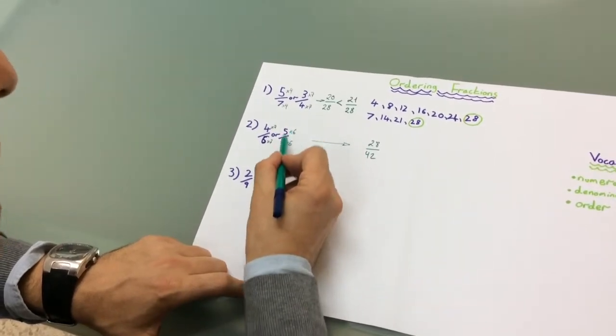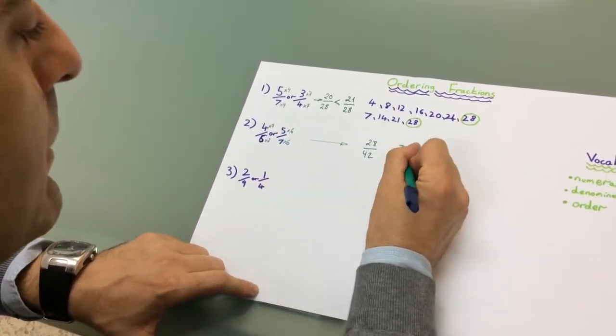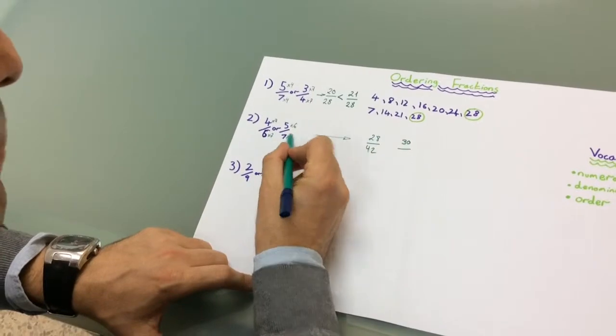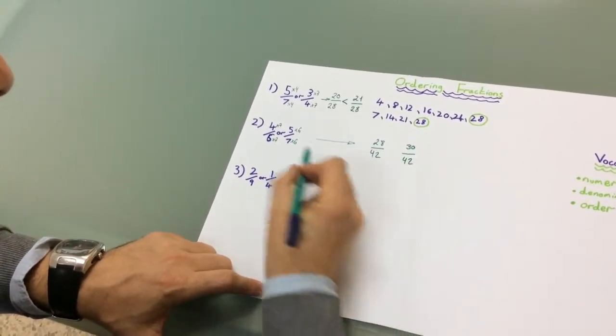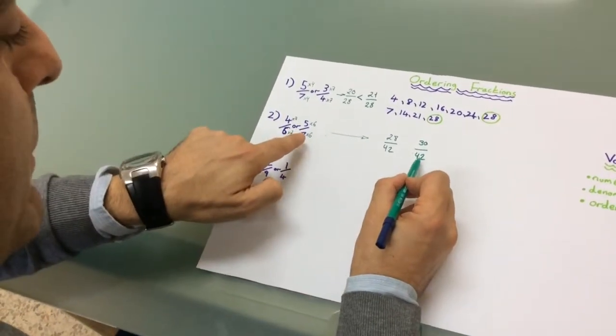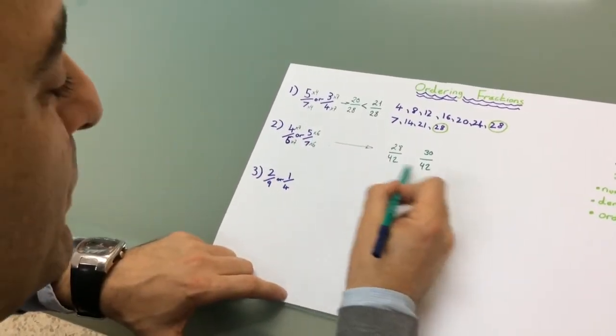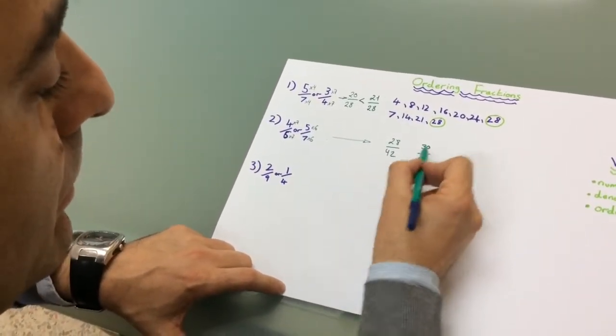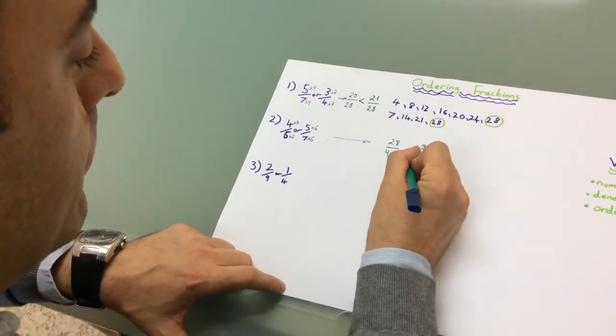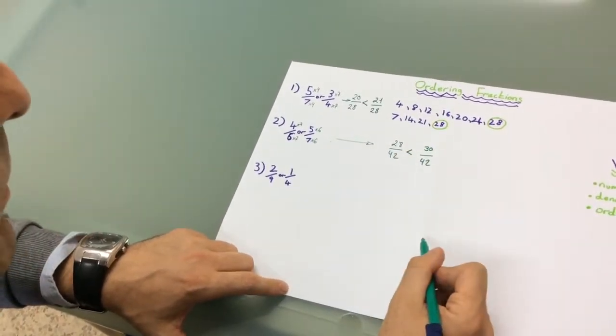And we'll do the same with 5 sevenths. 5 multiplied by 6 is 30. 7 multiplied by 6 is 42. Again, different appearance, but they have the same value because we do the same to both numerator and denominator. Because they have the same denominator, we can see clearly that 30 42nds is bigger than 28 42nds.